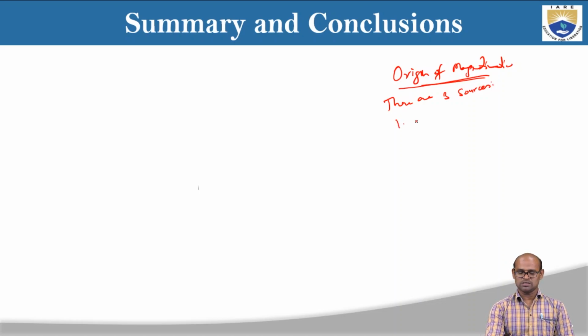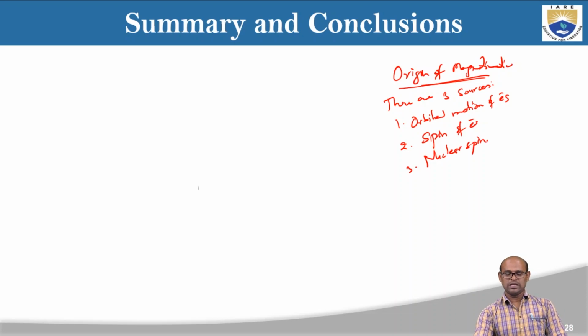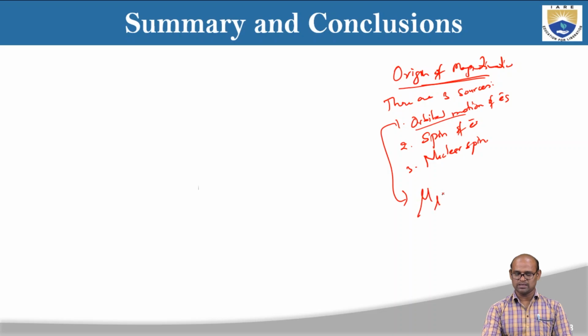The first one is the orbital motion of electrons, the second one is the spin of electrons, and the third one is nuclear spin. These are the three sources from which a material gets magnetized when we place it in the presence of a magnetic field. And then we have derived the magnetic moment coming from the orbital motion of electrons, which is mu L is equal to plus or minus mu B into L, where mu B is the Bohr magneton and mu B is equal to eh by 4 pi m.